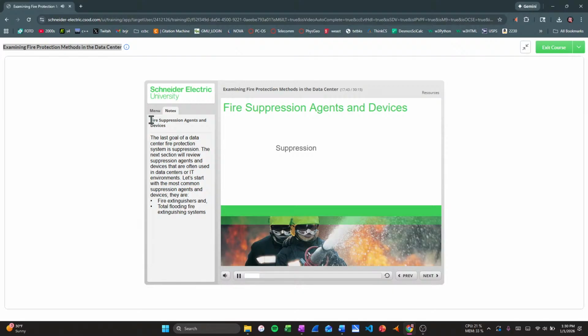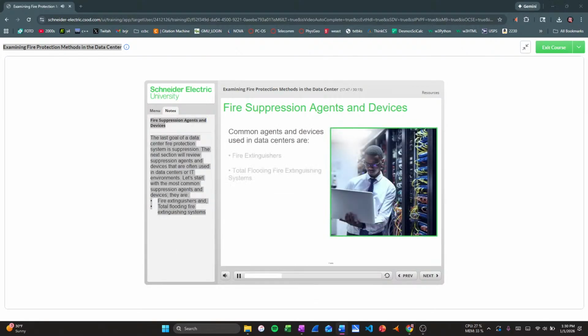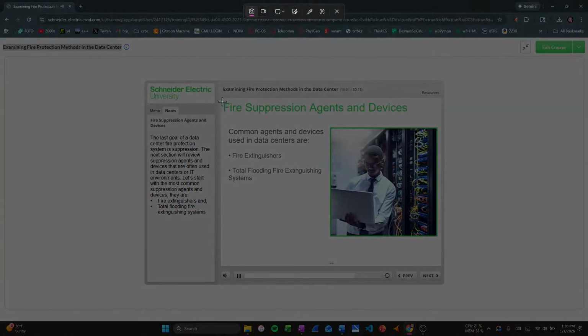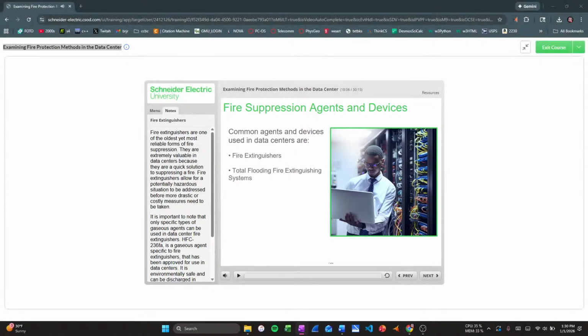The last goal of a data center fire protection system is suppression. The next section will review suppression agents and devices that are often used in data centers or IT environments. Let's start with the most common suppression agents and devices. They are fire extinguishers and total flooding fire extinguishing systems.